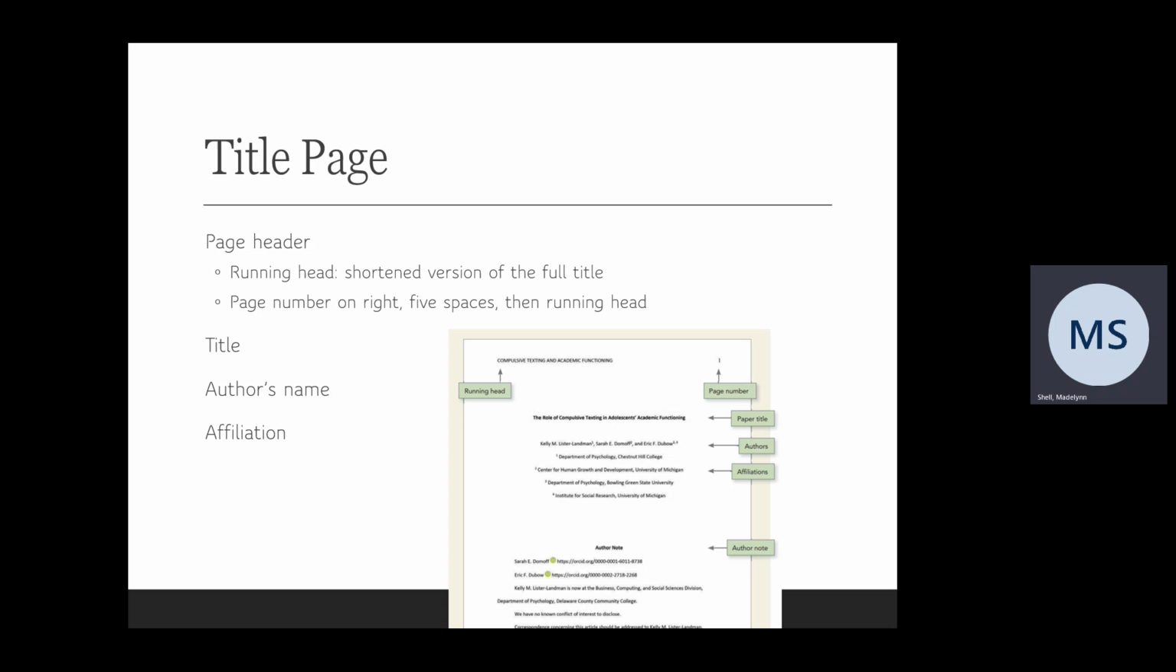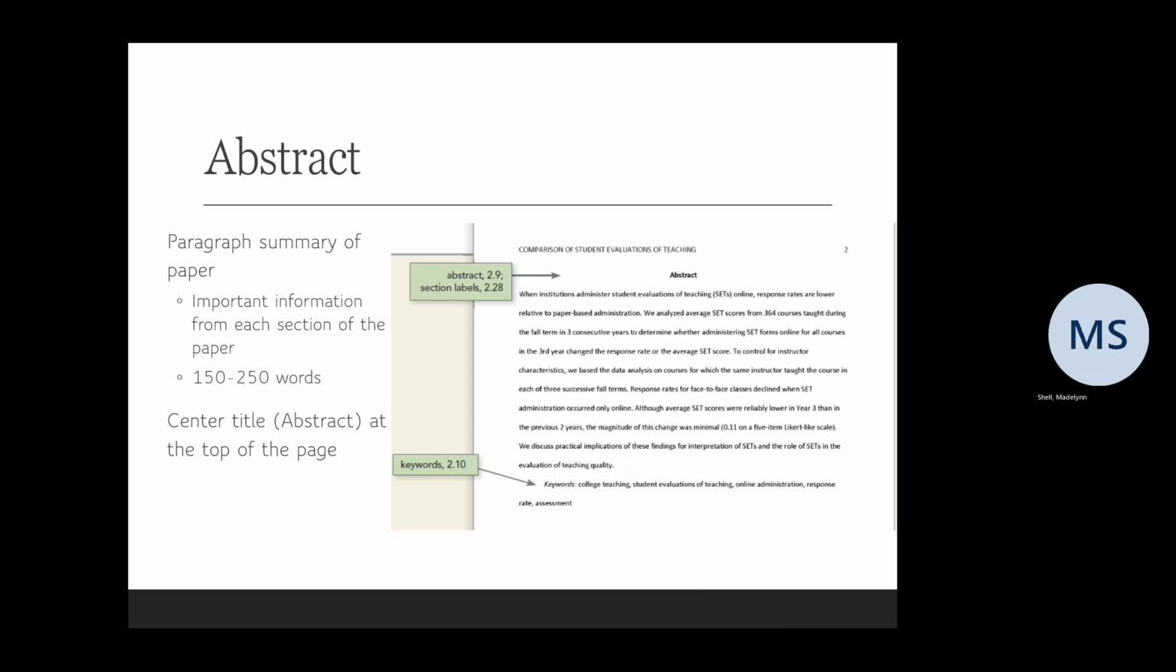So it's a shortened version of the title, but it should be pulling keywords as opposed to just abbreviating words. If your paper is the effect of attention deficit hyperactivity disorder on memory, your running head might be something like ADHD and memory. You're pulling out those keywords. The title page should include the title, the author's name, and the affiliation.